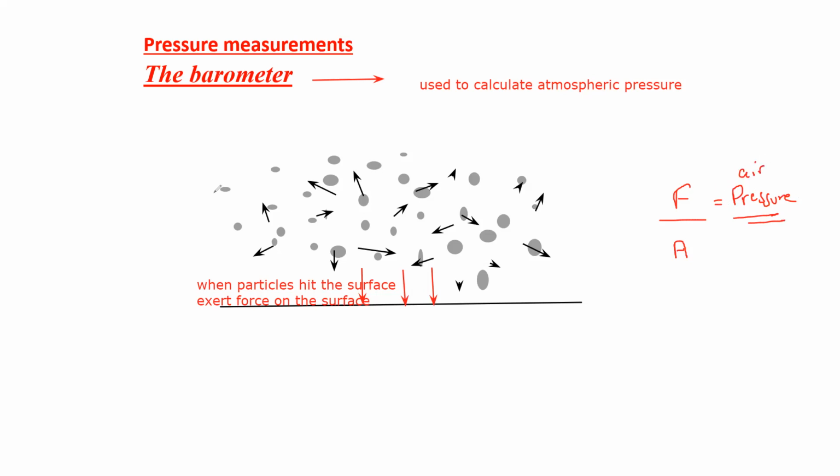As the air particles are moving randomly, they are moving in all directions, and they hit the surface. The moment these air particles hit the surface, they exert force on the surface, and force on unit area means they create a pressure, and this pressure is known as air pressure, or we also say atmospheric pressure. Is the concept clear, why the air is exerting a pressure, or what is atmospheric pressure?